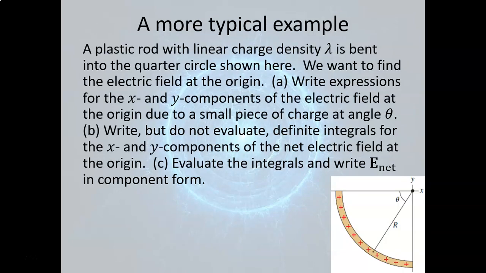Now let's look at a more typical example. This has shown up on the AP exam before. So determine the x and y components of the electric field at the origin when you have a curved bar of charge, in this case, in a quarter circle. And we're dealing with a plastic rod with linear charge density lambda. We'll assume that it's constant.